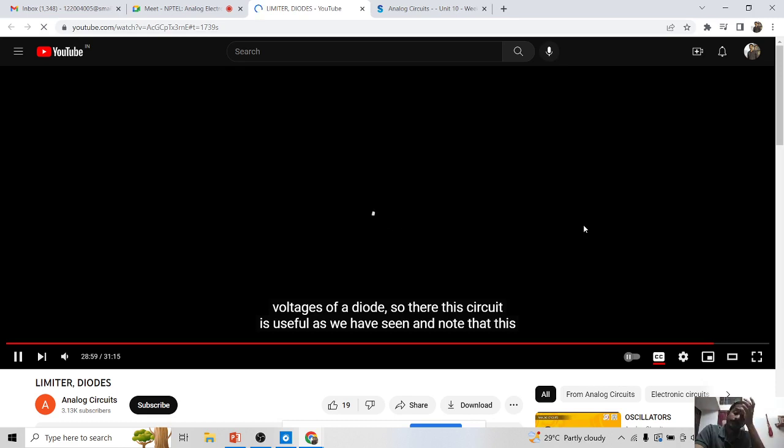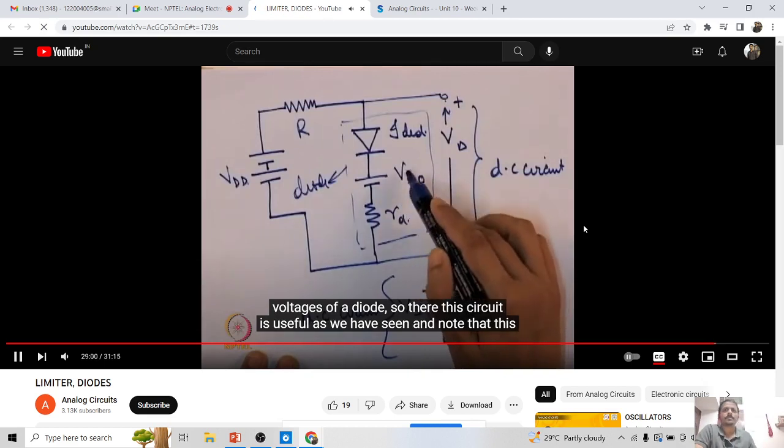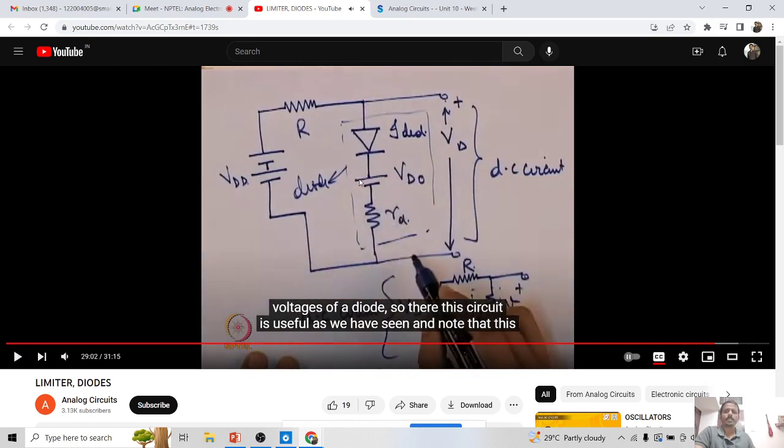Okay, I'll check. Okay. Yeah, here. Okay. Oh. Okay. I think it is the on resistance he mentioned. This is actually equivalent for the diode, right?